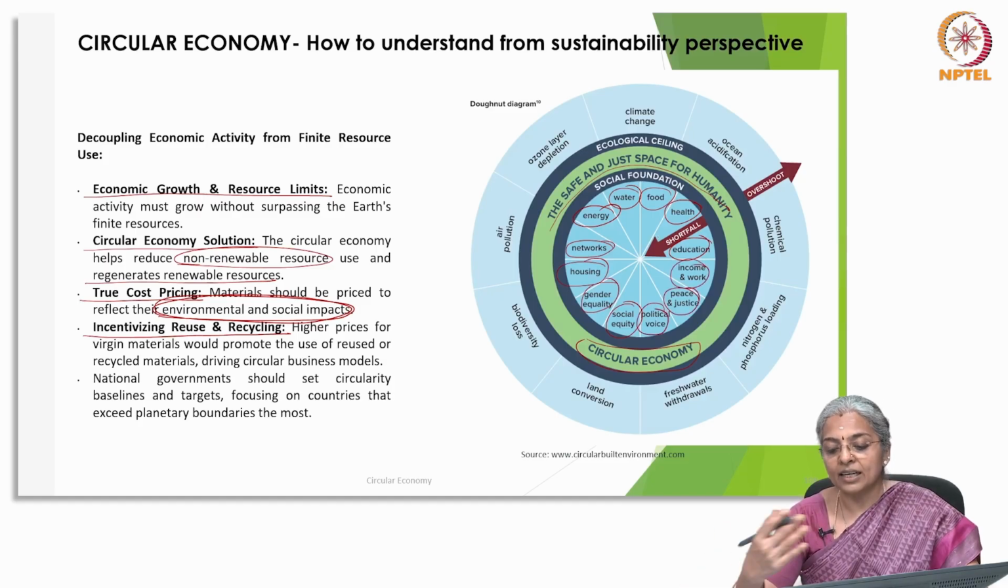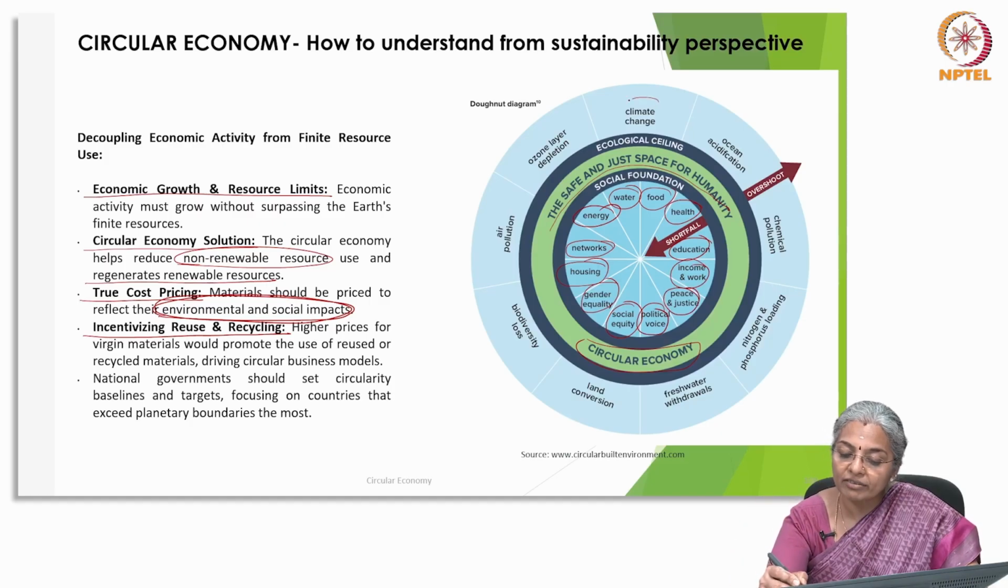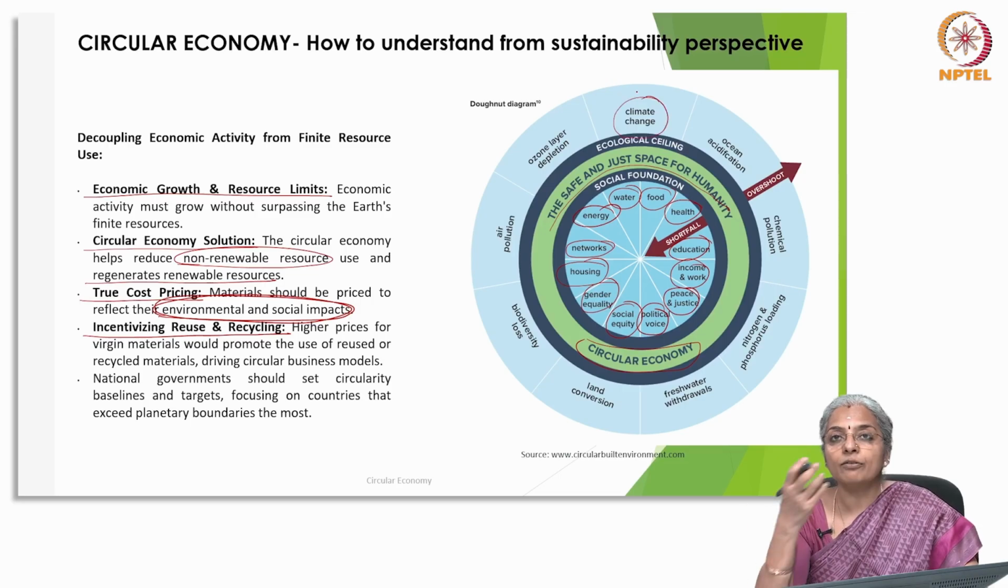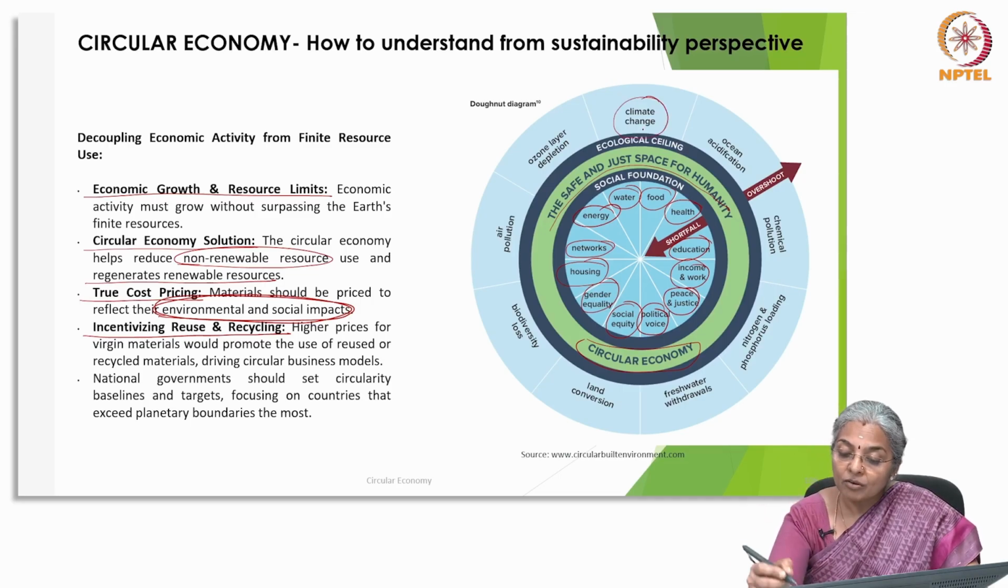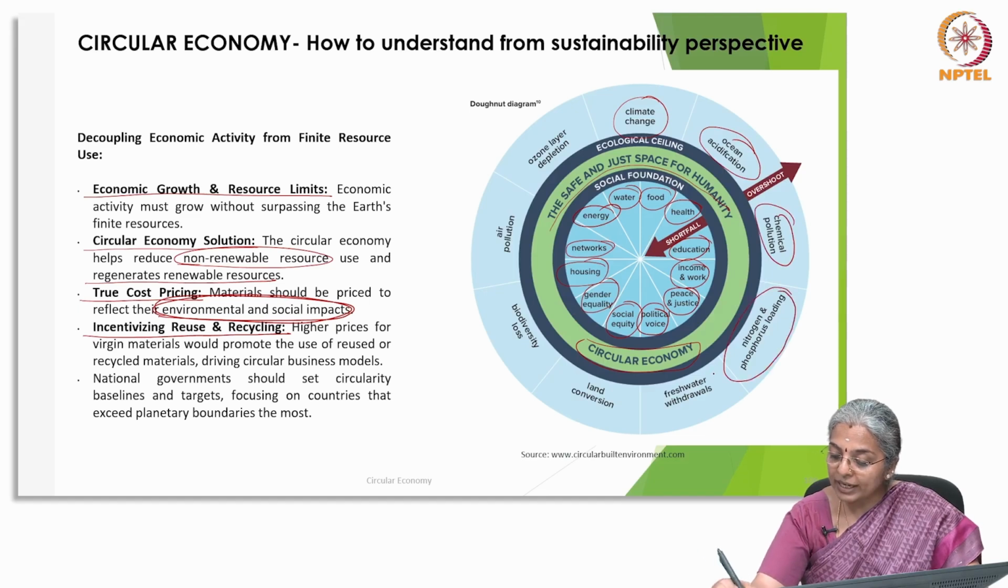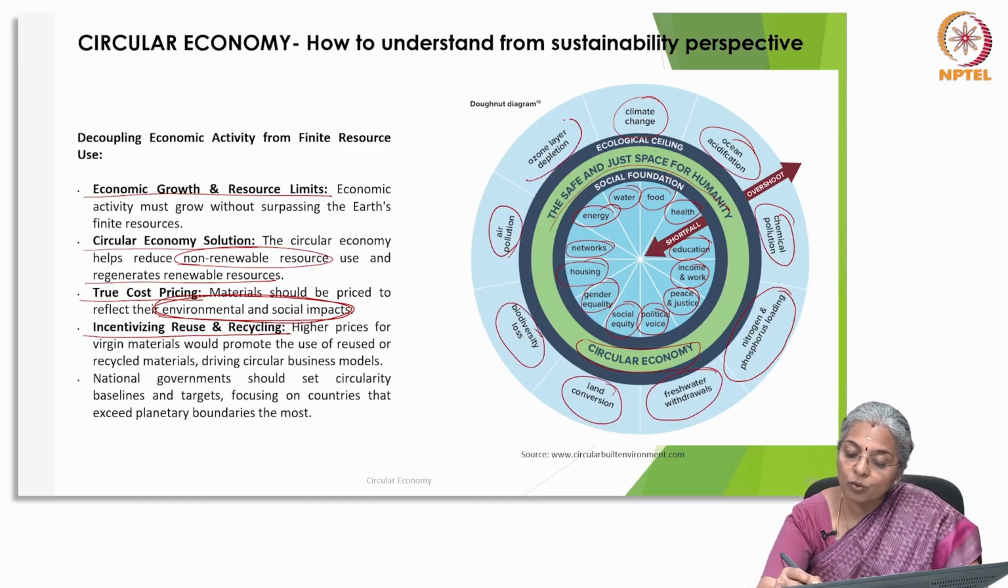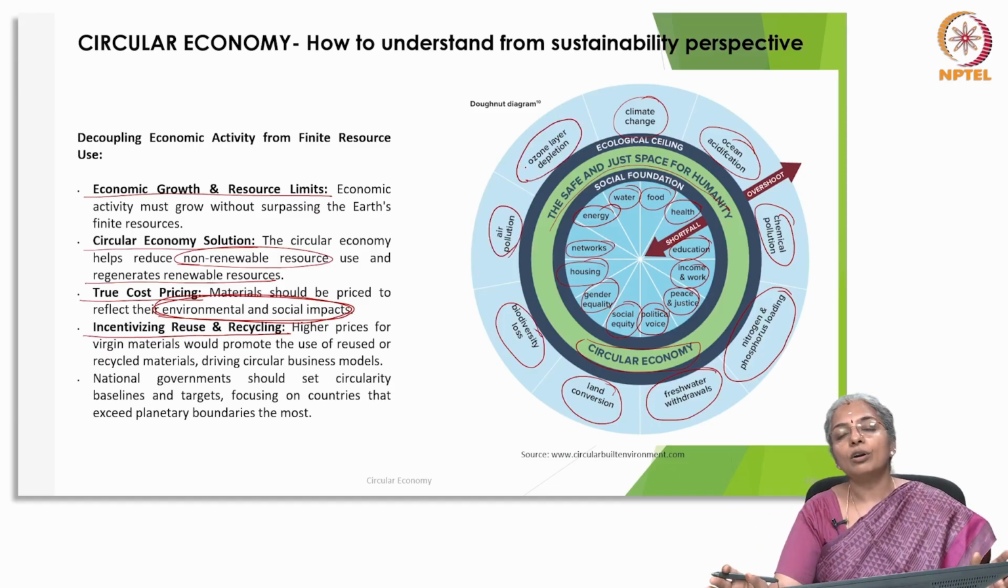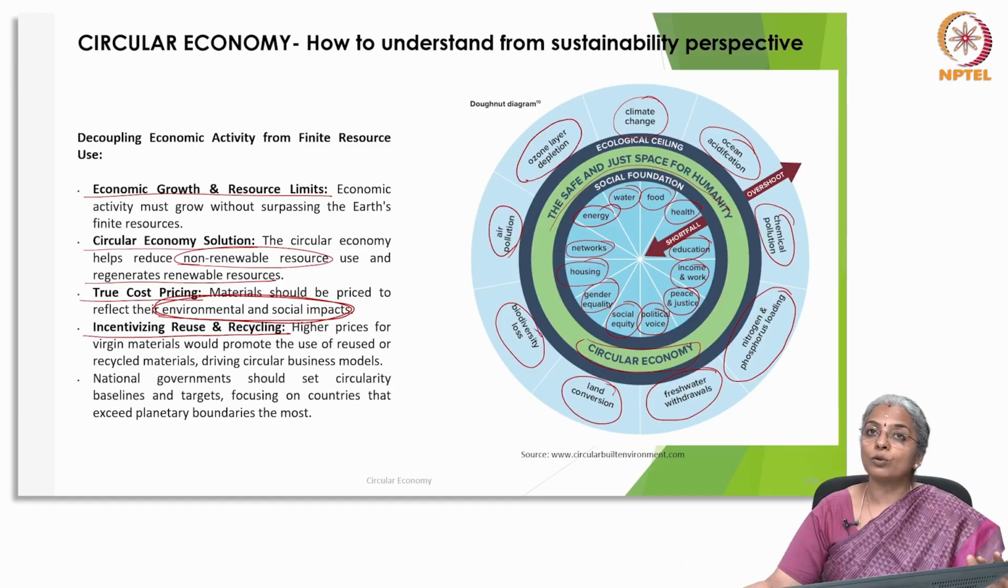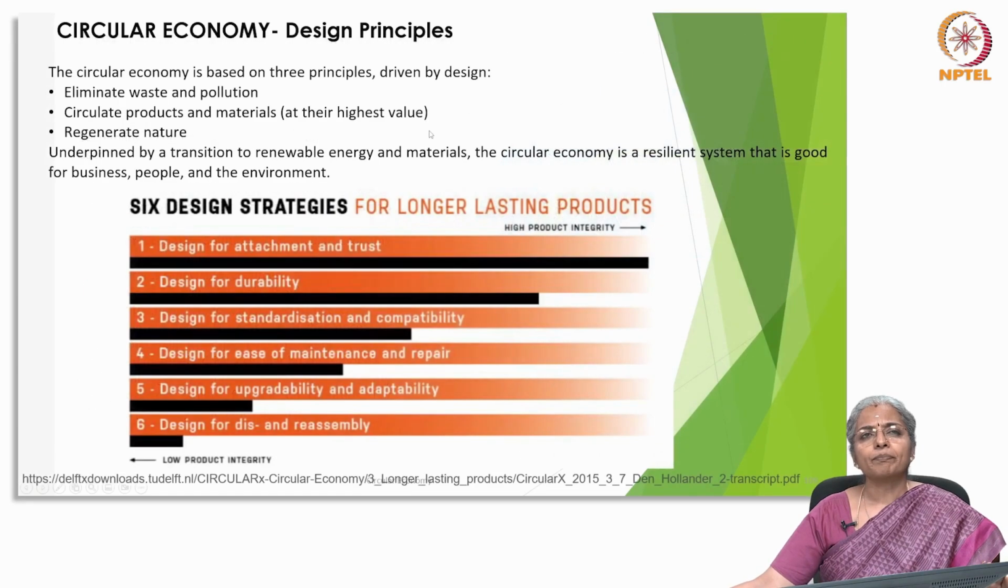this translating and bypassing the ecological ceiling to ensure that we have enough resources to combat climate change, ocean acidification, chemical pollution, nitrogen and phosphorus loading, freshwater withdrawals, land conversion, biodiversity loss, air pollution, and ozone layer depletion. All of this can be reduced if we follow the circular economy.